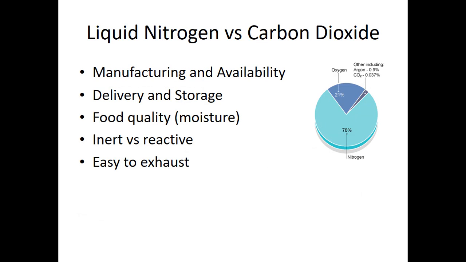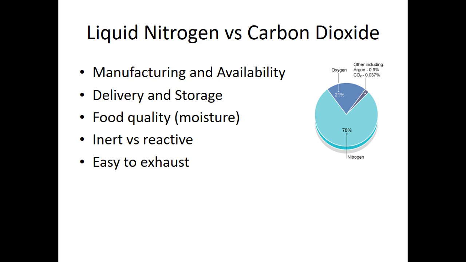So the advantages of liquid nitrogen over carbon dioxide: 78% of Earth's atmosphere is made up of nitrogen, and carbon dioxide is really a small quantity. Nitrogen is available everywhere. Usually, air is liquefied, and because nitrogen, oxygen, and argon liquefy at different temperatures, nitrogen is liquefied at its own temperature, and that's how we get liquid nitrogen.